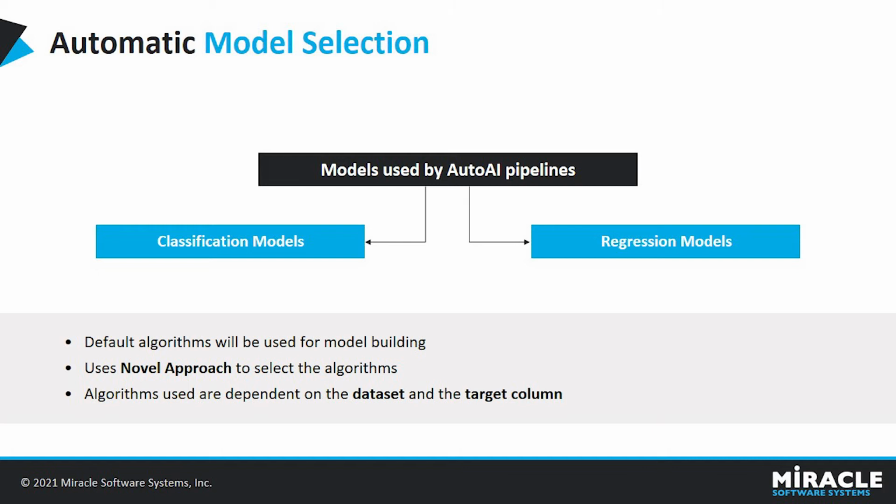IBM has provided a list of default algorithms, and these will be used for the model selection for both the classification and regression. Only the provided default algorithms will be used for model selection. AutoAI has come up with a solution for the model selection called the Novel Approach.